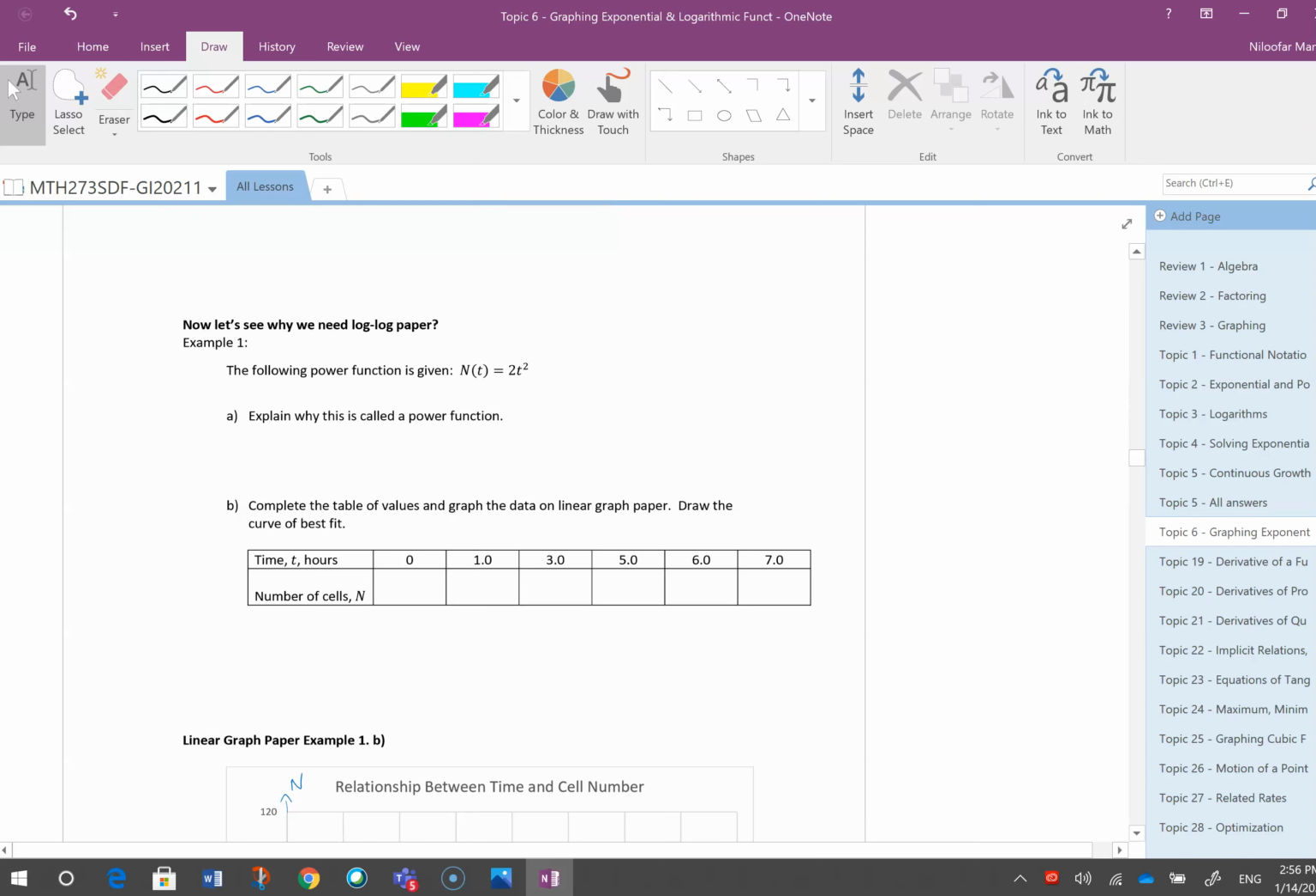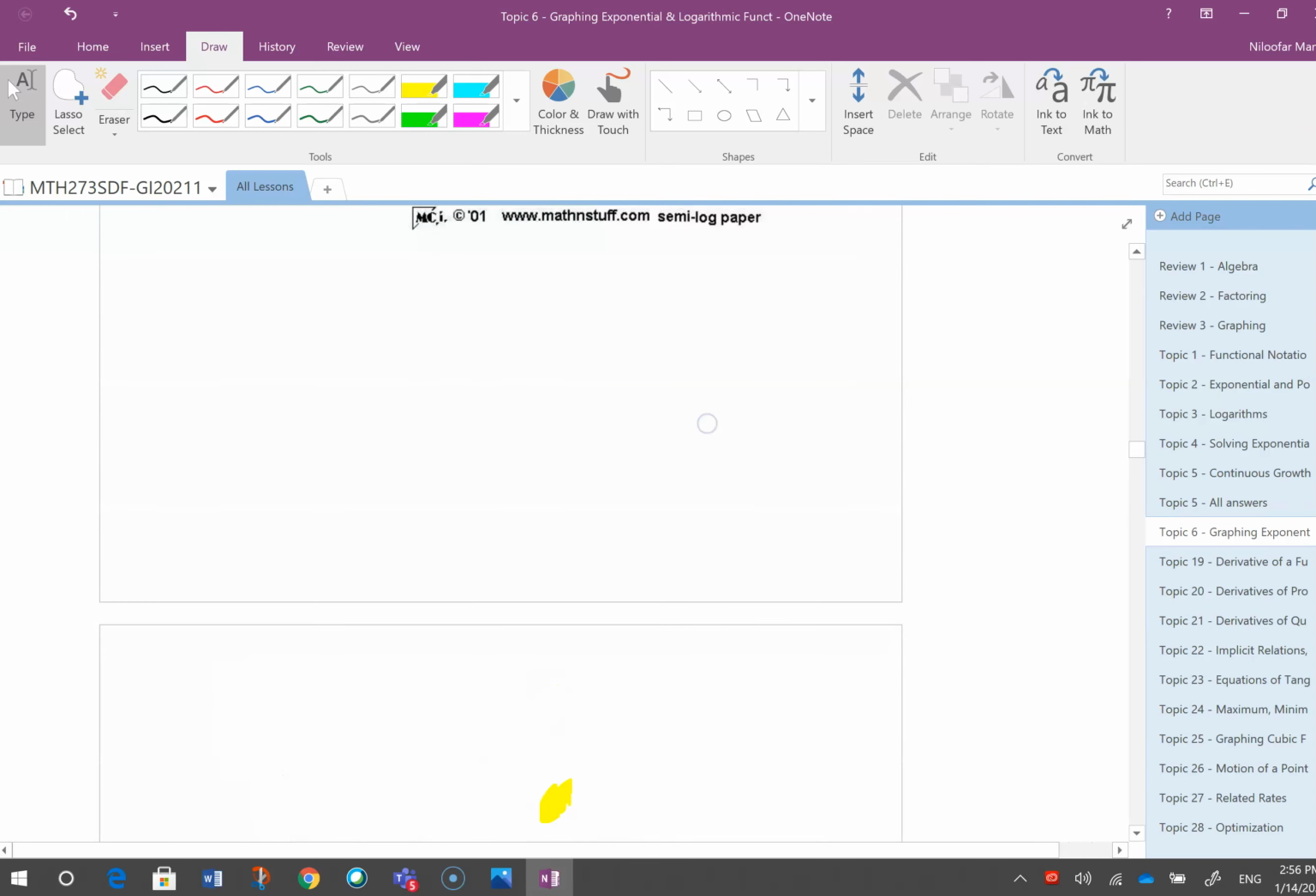So why is this a power function? Because the power is a number here. So that's why it's a power function, because I see the power as a number.